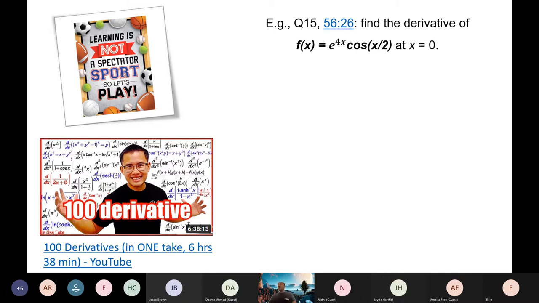So first of all, we have to use the product rule. And then for each little component, we have to use the compound rule, the chain rule, right?